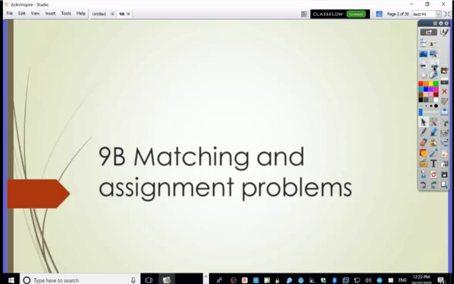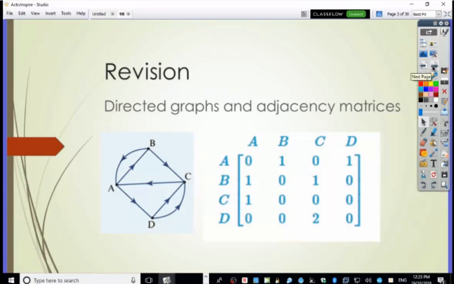Now, I did tell you yesterday that if you weren't here, then catch up quickly. We're starting 9B, and yesterday I revised for you very quickly the whole business of matching a directed graph, as on the left of your diagram, with the matrix on the right. If you're given the graph, you can produce the matrix, and if you're given the matrix, you can produce the graph. Well, the first two questions of the exercise are just doing that.